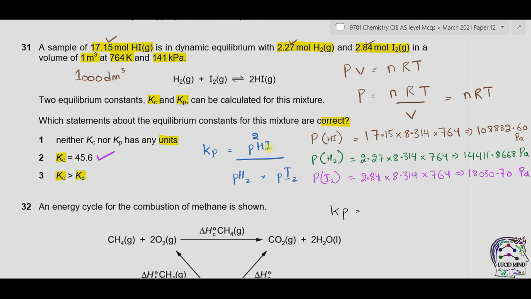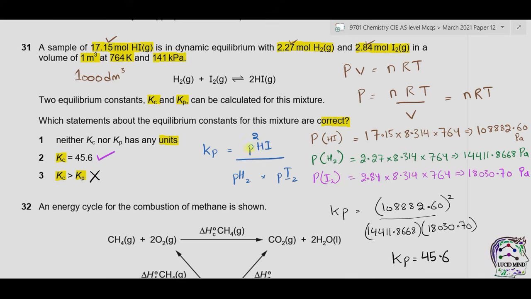Putting all these three values in this equation, we have Kp. It is equal to the pressure of hydrogen iodide squared, divided by the pressure of hydrogen times the pressure of iodine. The value for Kp comes equal to 45.6. So we can see that the third statement is incorrect because both values are the same.